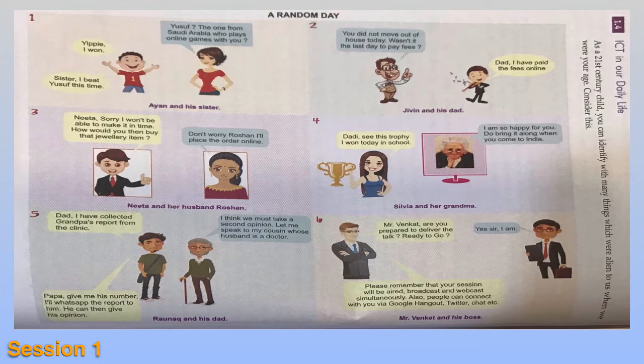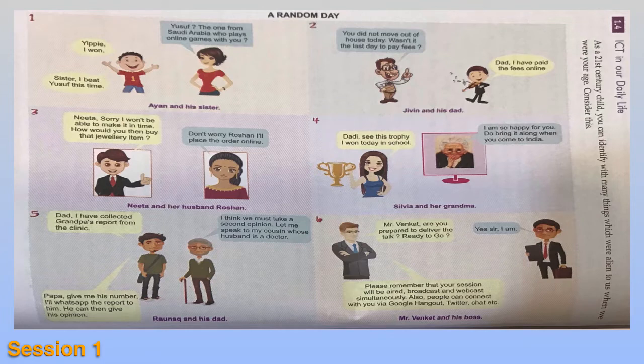Now the second one is about online payment, between Jivan and his father. It's regarding the payment of Jivan's fees, and they are conversing regarding that. The third one is related to online shopping. Nita wants to purchase some jewelry, and her husband is unable to turn up for that, so Nita decided to purchase the jewelry online. So this third one shows online shopping.